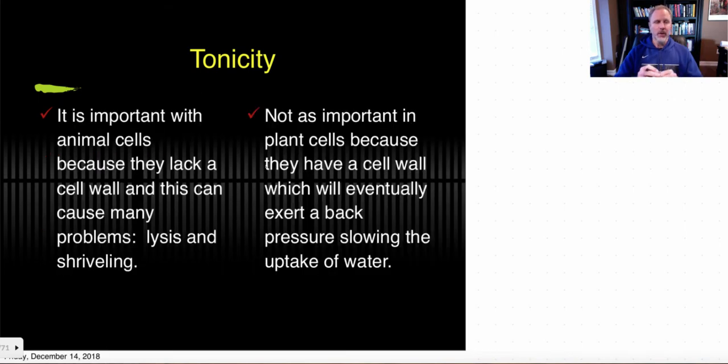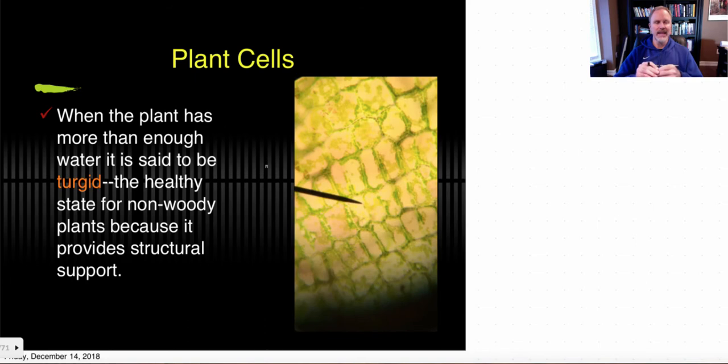Okay, so it's important to know that the animal cells, of course, lack the cell walls, and then you can get lysis, the bursting of a cell, or you can get the cell shriveling up because of the lack of the cell wall. But the plant cells have these cell walls, and these things are important in helping the plant maintain its shape. And when plants are fully hydrated, they've got a lot of water, we say that they're turgid. Okay, and you can see this word in orange here. The turgidity is kind of a healthy state of the plant.